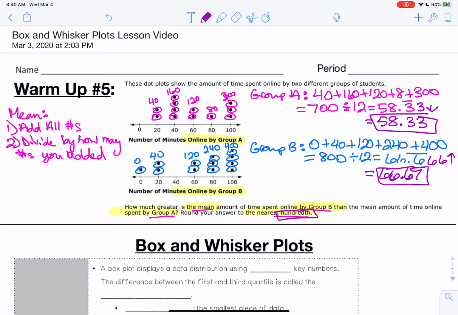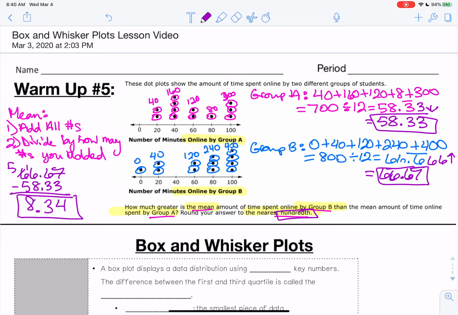Now, they want to know how much greater is B than A. So we need to subtract them. So we have 66.67. We're going to take away group A to see how much bigger group B is. And when we subtract them, 7 minus 3 is 4, 6 minus 3 is 3. We're going to have to borrow and we get 8.34. And that is our final answer.